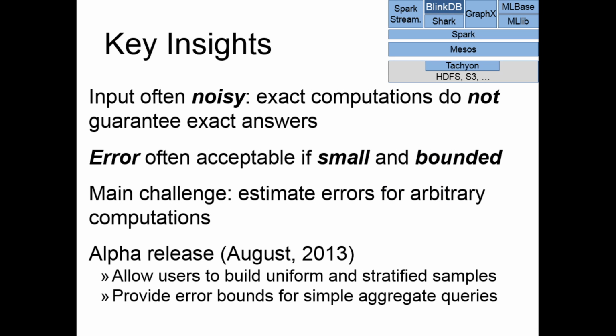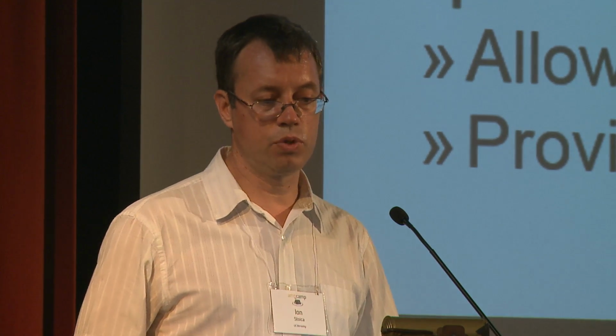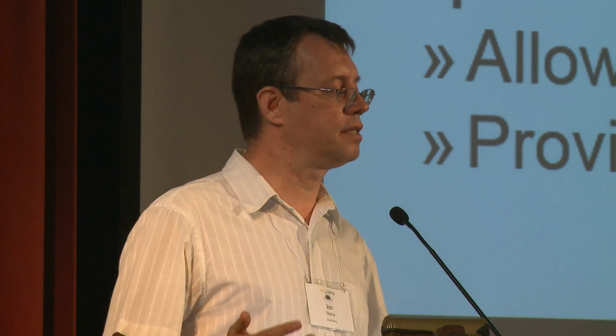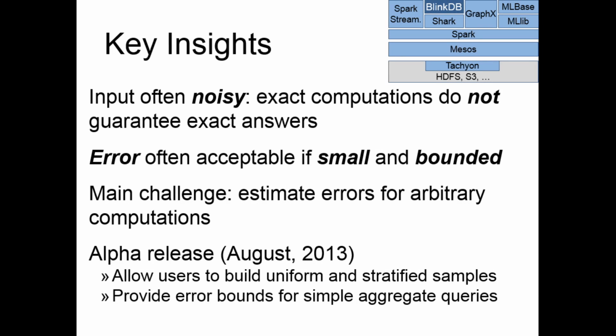The key insight in developing BlinkDB is that the input you operate on is often noisy. You get the logs, some logs are lost, some logs include metrics which are computed with some error, and so forth. So in most cases, even if you can perform exact computations, it does not guarantee you exact answers, because the data has some noise to start with. The second insight is that the error is often acceptably small and bounded. We are operating today with many devices which have an error built in. Your speedometer in your car has 2.5% error. The main challenge in BlinkDB is to estimate error for arbitrary computation.